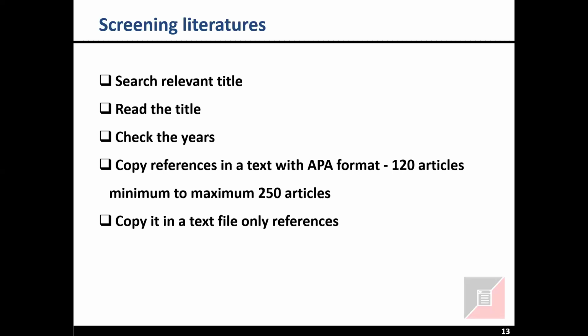Check the years. Don't use articles older than the last 4 years, 5 years. And copy references in text with APA format. From here, the step starts. The first important step is you just need to open a Word file and copy the reference or the citation part in a Word file, minimum 120 to 250. I have seen some literature review articles with 120, 150 something, but that's a very minimum.